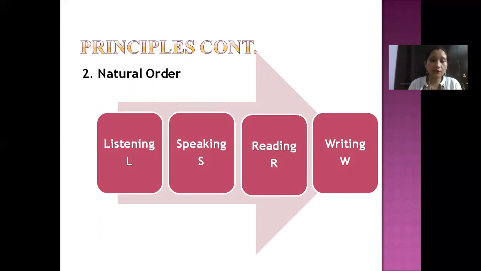There is a lot of emphasis on writing first, and teachers think that students will eventually learn to read and speak. But according to this principle, language learning is most effective when this natural order of LSRW, listening, speaking, reading, and writing, is followed. So, students should be given lots and lots of opportunities to listen and speak the language, and children should be given lots and lots of opportunities to read, followed by opportunities to write.